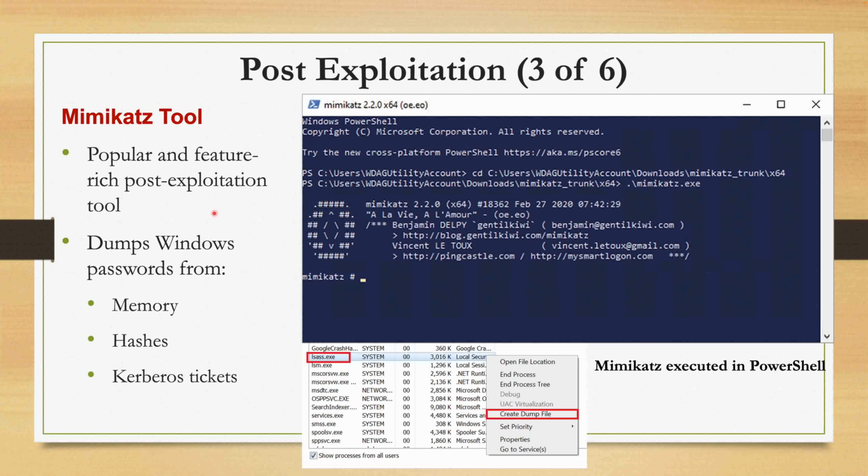This is a very powerful and widely used post-exploitation tool that extracts credentials, hashes, and Kerberos tickets from the memory of Windows systems. One of the core capabilities of this tool is credential dumping: it extracts plain text passwords and NTLM hashes from something called LSASS.exe, which stands for Local Security Authority Subsystem Service memory.